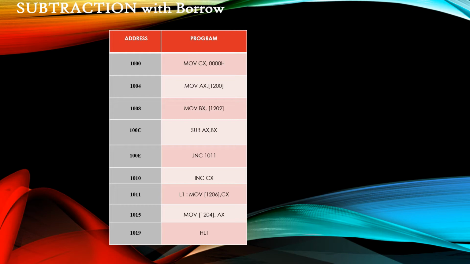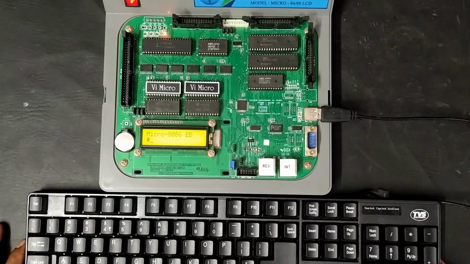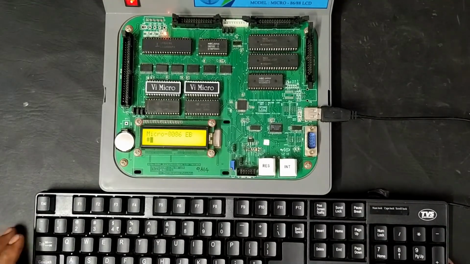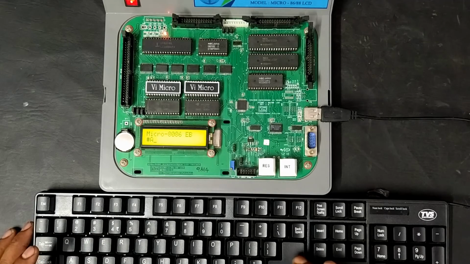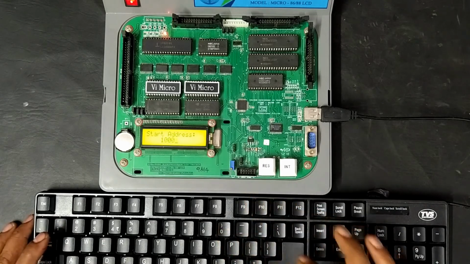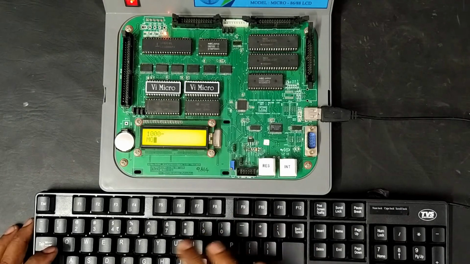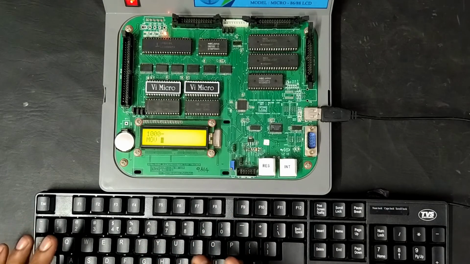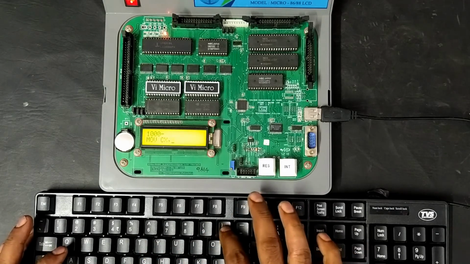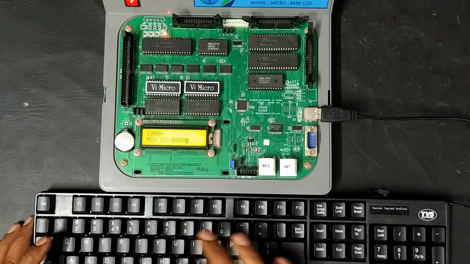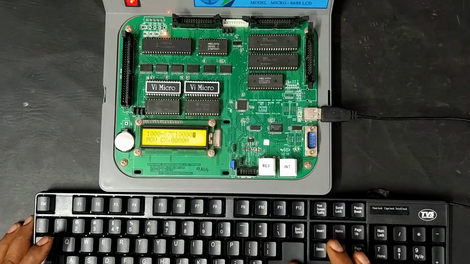Here the JNC is to be updated with the value 1011. For performing the subtraction operation, first we need to go to the assembler. Here the starting address is 1000. The first instruction is MOV CX, 0000H. I am clearing the CX register.